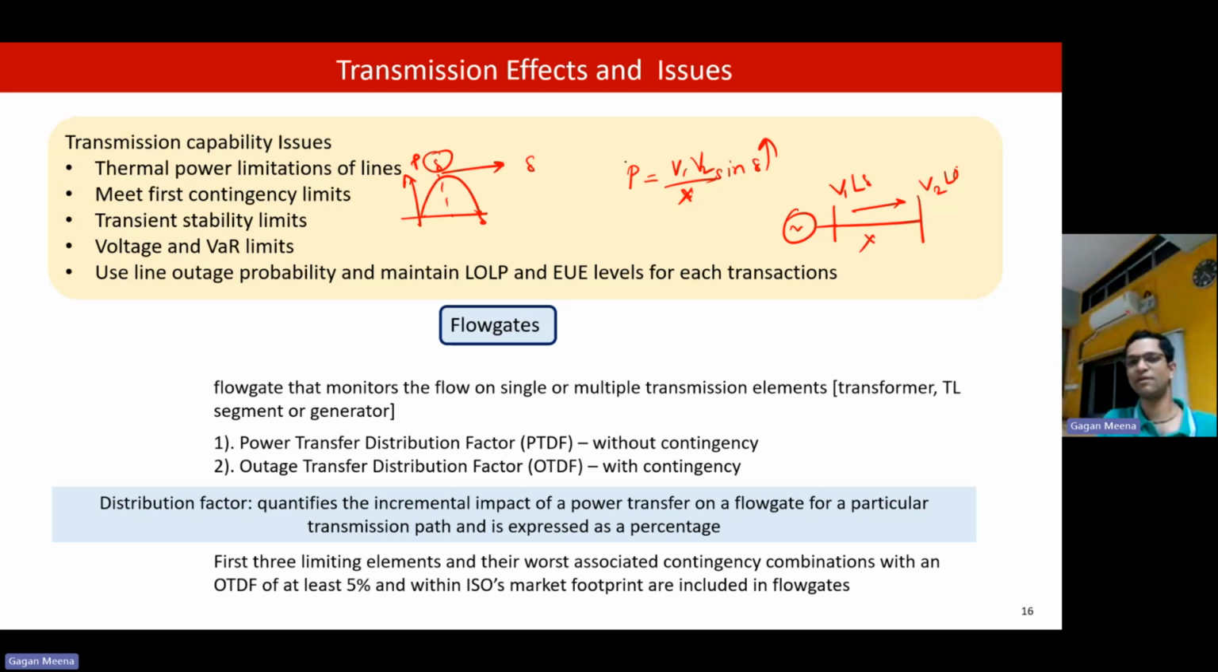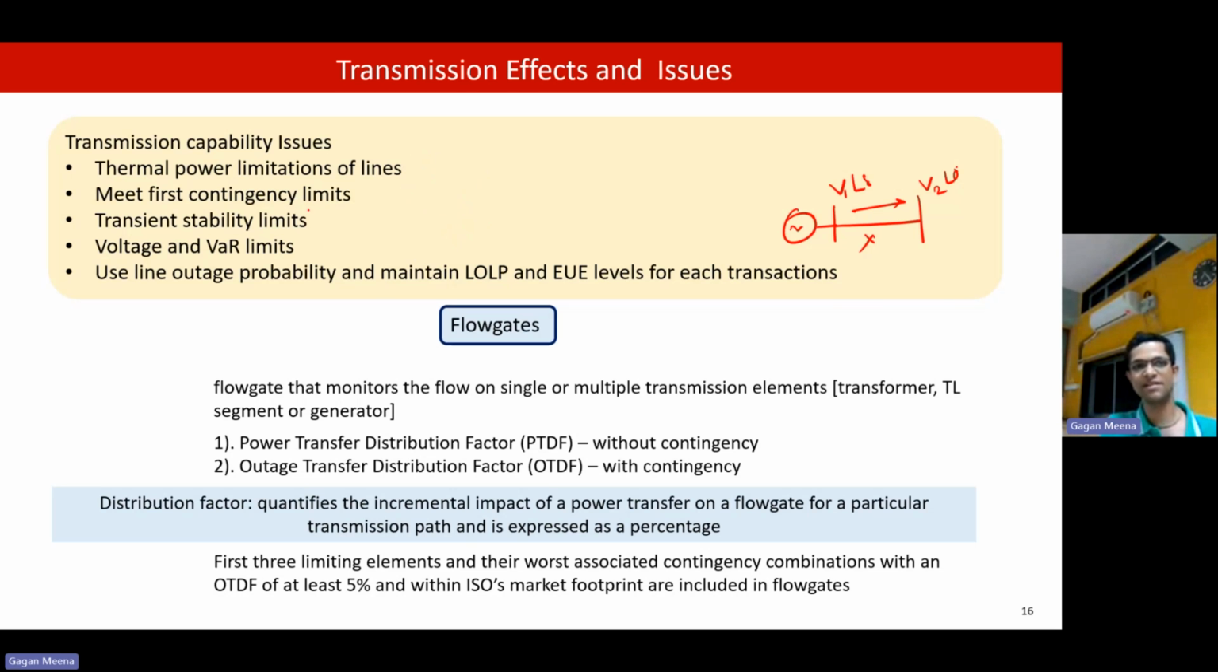We can increase the delta, and the maximum power will be at delta equal to 90 degrees. But we know that we cannot have delta at 90 degrees. As soon as there is some perturbation or any fault, because this is an unstable equilibrium, if we go here, the system will become unstable, so we cannot afford that. So we try to keep delta between 30 to 40 degrees. That results in the transient stability limit.